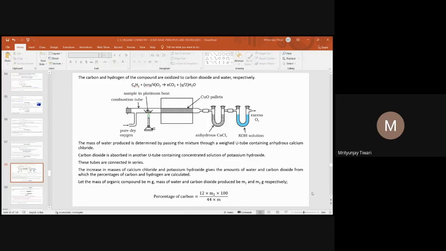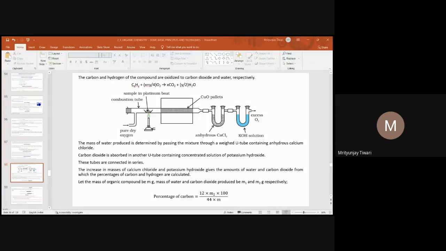With that, if we divide this mass by the mass of the organic compound that we have already taken, we get the fractional mass of carbon in the organic compound, and we multiply this by 100 to get the percentage. So we will get the percentage of carbon that is there in the organic compound.